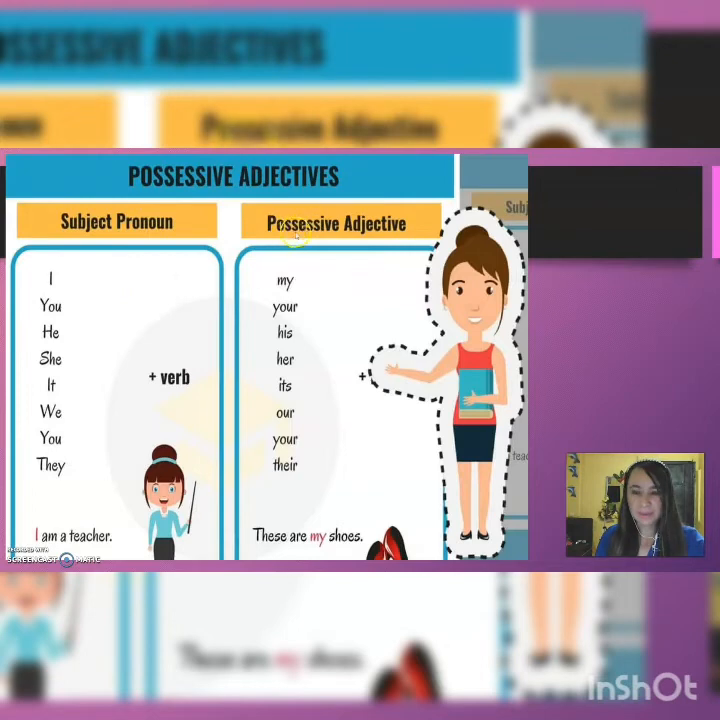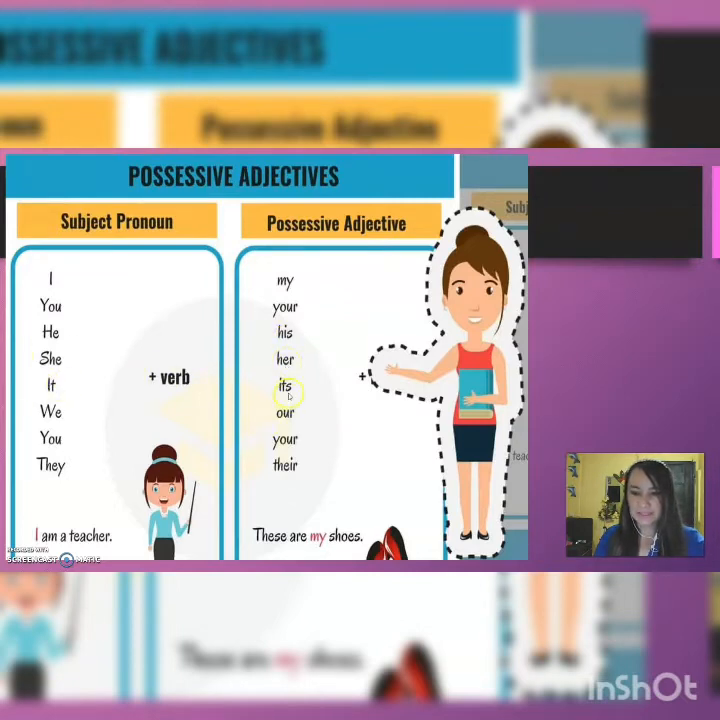And possessive adjective. What is the possessive adjective for this subject? I. My. You, your. He, his. She, her.